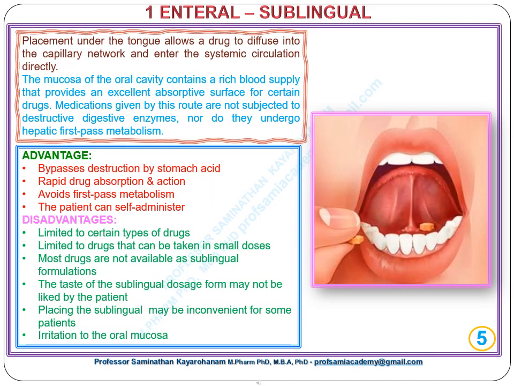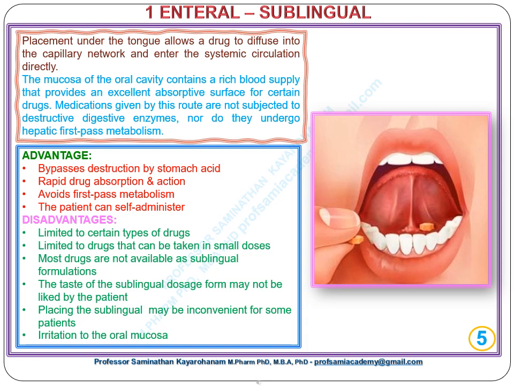Sublingual placement under the tongue allows a drug to diffuse into the capillary network and enter the systemic circulation directly. The mucosa of the oral cavity contains a rich blood supply that provides an excellent absorptive surface for certain drugs. Medications given by this route are not subjected to destructive digestive enzymes, nor do they undergo hepatic first-pass metabolism. Advantage: bypasses destruction by stomach acid. Rapid drug absorption action, avoids first-pass metabolism, the patient can self-administer.